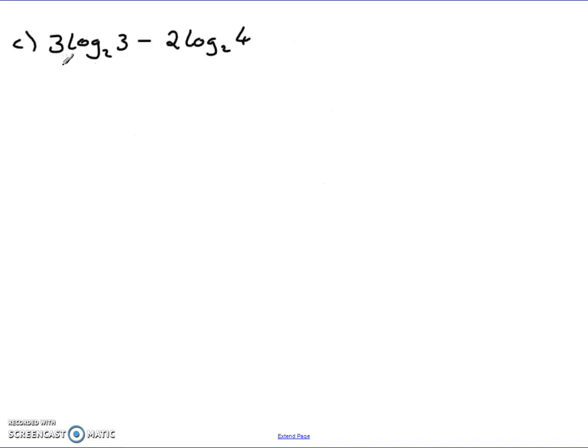Last one I asked you to do: 3 log to the base 2 of 3, take away 2 log to the base 2 of 4. Again, first thing, check your base values. They're both the same, so we can combine them. Now remember, if there's a numerical value in front, we have to somehow get rid of it. And that's where we use the simplification that a log to the base n of x is log to the base n of x to the power of a.